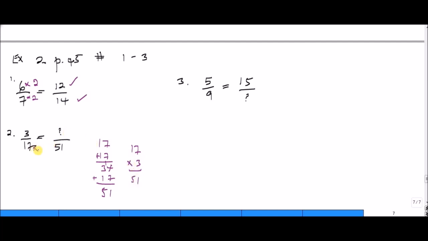So they multiplied here by 3. So therefore we would need to multiply the numerator by 3. So 3 times 7 would give us 21. So we'd end up with 21 over 51.